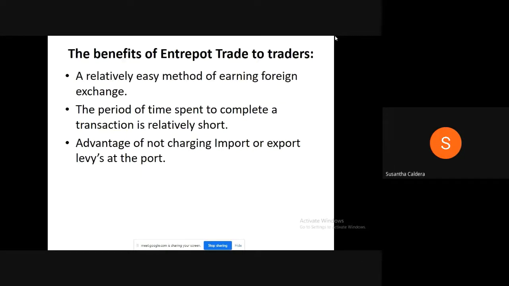The benefits of entrepot trade to traders: a relatively easy method of earning foreign exchange, and the period of time spent to complete a transaction is relatively short. There is also the advantage of not charging import or export levy at the port. So there you get a lot of benefits, right?